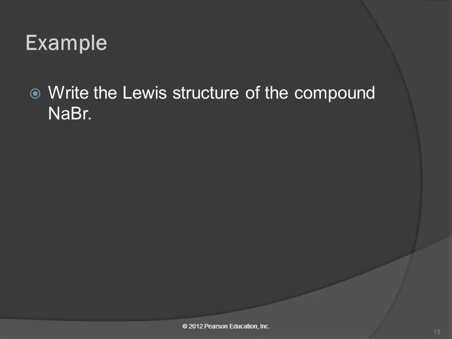Well, let's think about it from the very beginning. Here's sodium, the atom. How many valence electrons? 1. And bromine, the atom, has 7. 1, 2, 3, 4, 5, 6, 7. So what's going to happen here? Well, the sodium is going to give that one to the bromine, right?